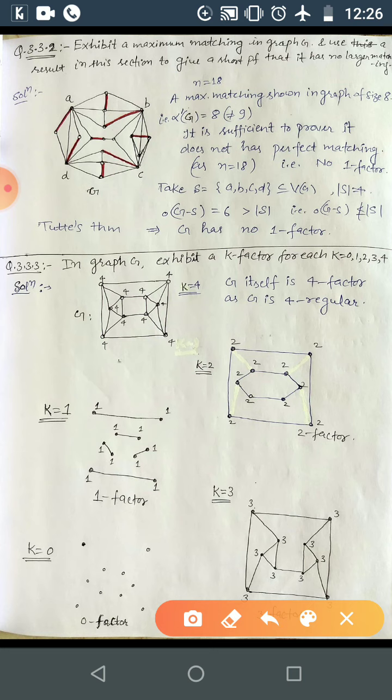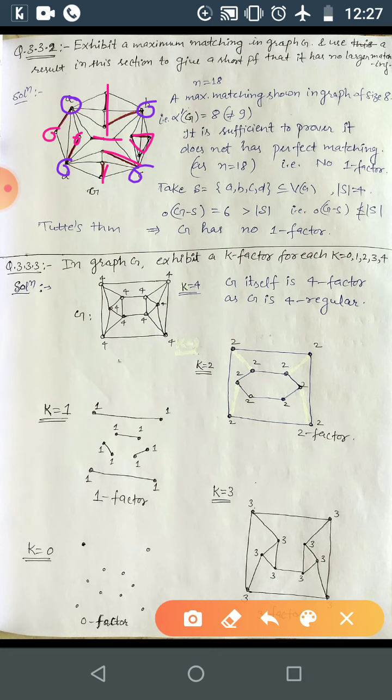So here if you remove A, B, C, D, which components will you get? This one, this one, these 2 vertices, this one, this one, this one and this one. How many odd components? Are all of them odd or not?